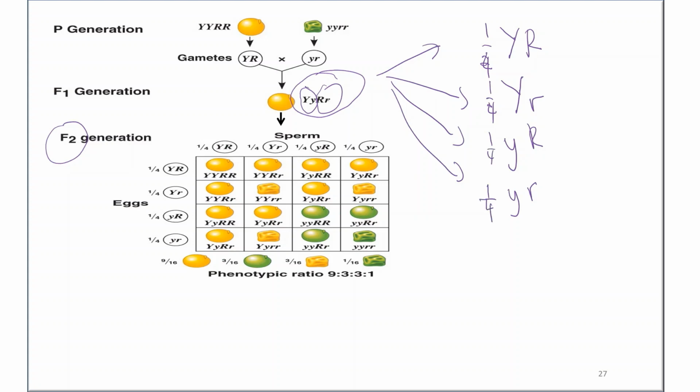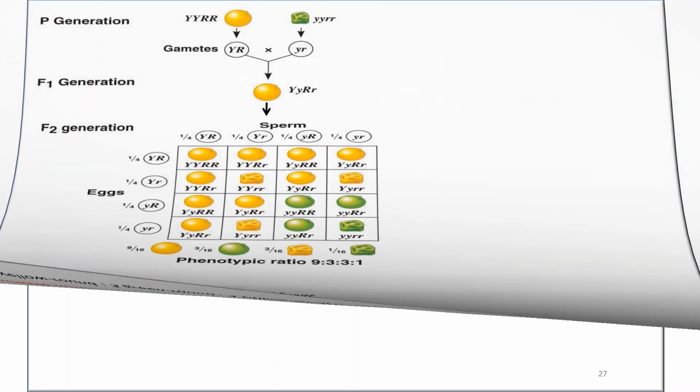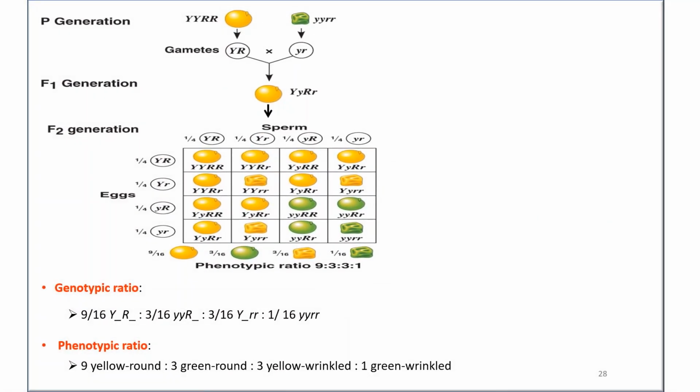Because these are gametes, you have to draw a circle around each of the gametes. From the Punnett square, there are 16 probable ways the alleles can combine to produce the F2 generation. The phenotypic ratio of the F2 generation would be 9 yellow round seeds, to 3 green round seeds, to 3 yellow wrinkle seeds, to 1 green wrinkle seed.